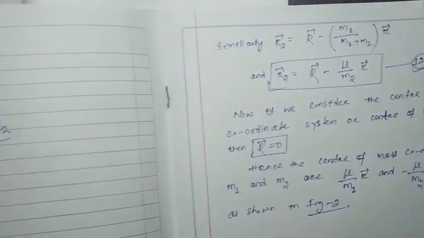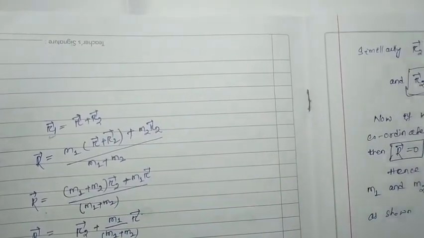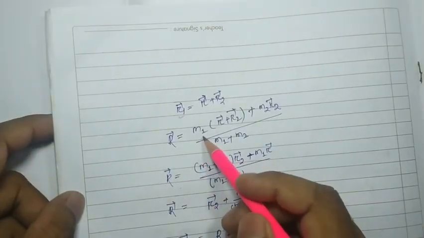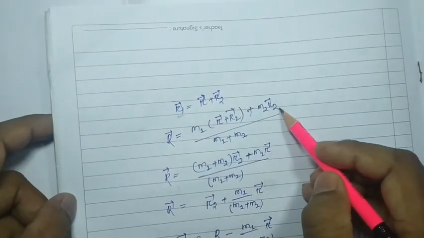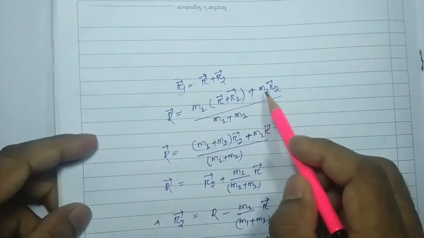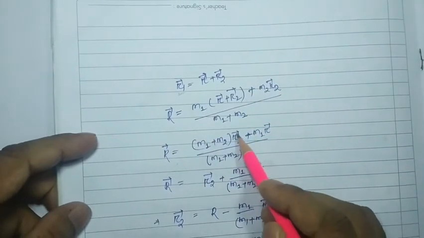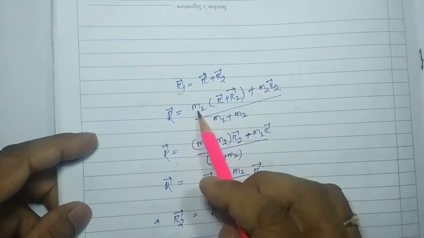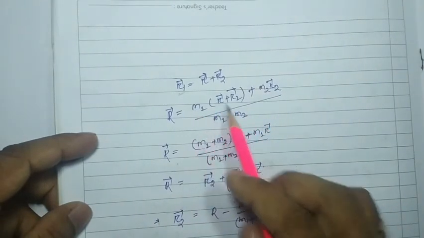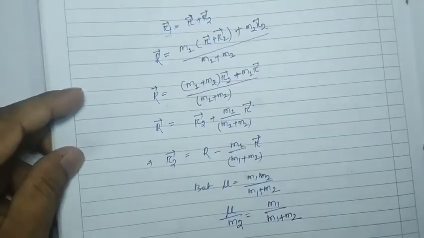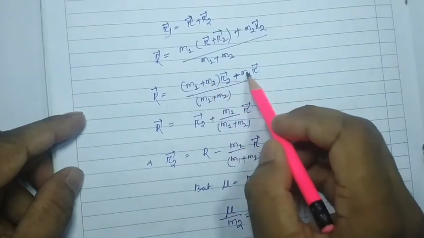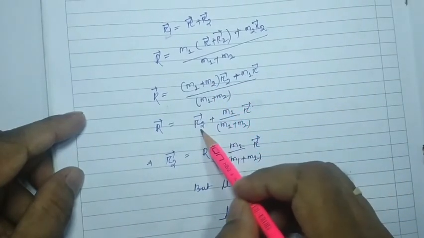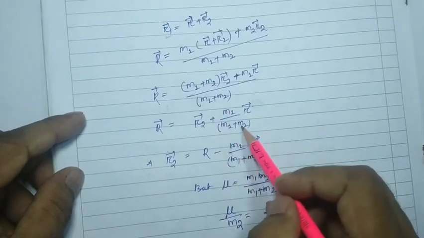So capital R will be equal to m1 into R plus r2, plus m2 r2. Here you can see m1 r2, m2 r2. r2 can be taken outside, m1 plus m2, and another term will be m1 r, divided by m1 plus m2. So whenever m1 plus m2 divides this and this, we can find r2 plus m1 by m1 plus m2 into r.